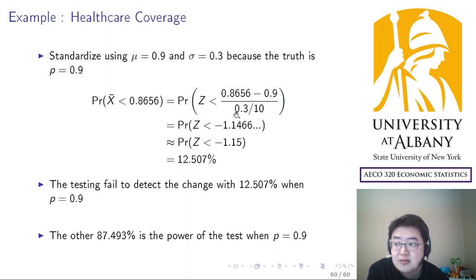12.507%. So even if the coverage rate increased to 90% after the policy change, you may still not be able to see the change, with 12.5% probability, right? On the other hand, the power is about 87.5%. So power is the probability that you actually observe the change. Okay, this is it. It's the end of chapter 10.